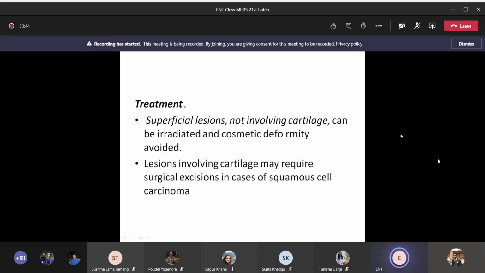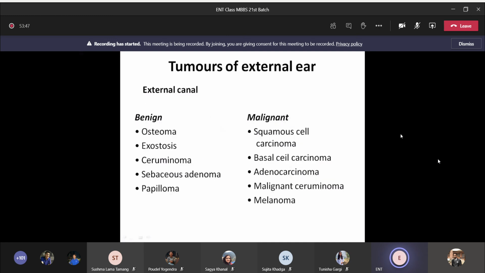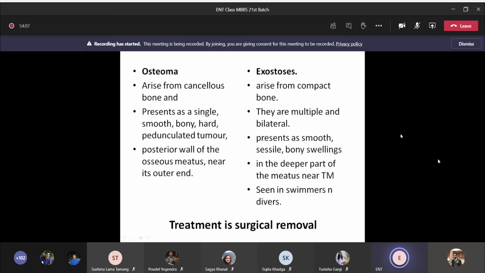Now the tumors of the external auditory canal: benign ones are osteoma, exostosis, ceruminoma, sebaceous adenoma, papilloma, and malignant ones, again, squamous cell carcinoma, basal cell carcinoma, adenocarcinoma, malignant ceruminoma, and melanoma. So this difference is important. Osteoma and exostosis. Osteoma arises from cancellous bone. Exostosis arises from compact bone.